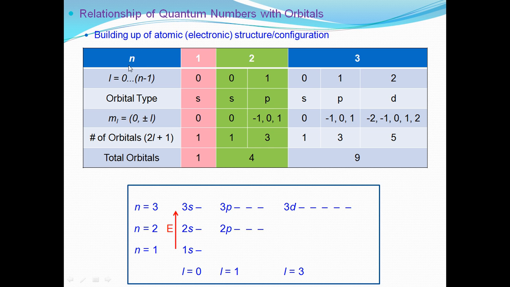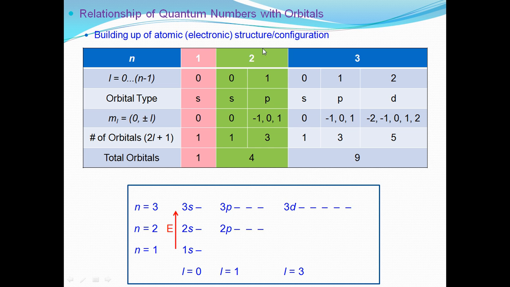Now, if n is equal to 1, then L is equal to n minus 1. If n is equal to 1, then n minus 1 is 0, and so the value of L is equal to 0, and that speaks to an s orbital. Now, what are the values of ml? ml is equal to 0, plus or minus L. Since L is equal to 0, then ml is only equal to 0. The number of s orbitals is 1, and for when n is equal to 1, the total number of orbitals is equal to 1.